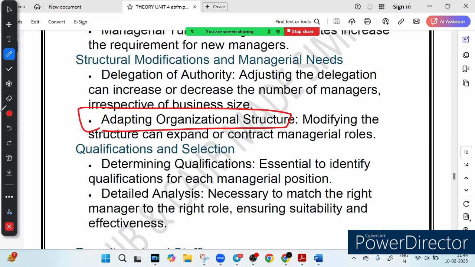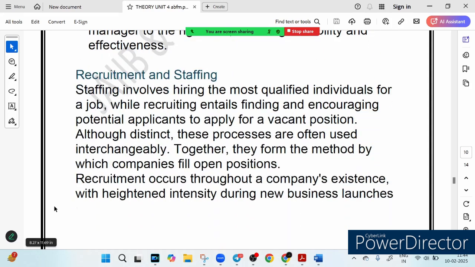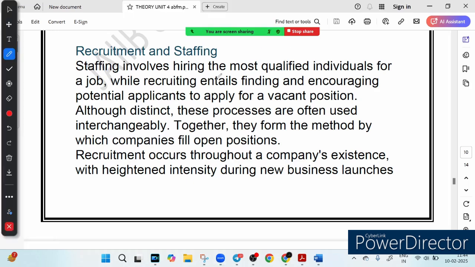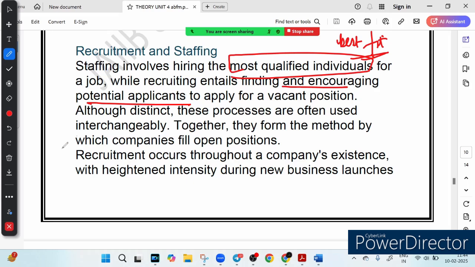Then we have something called recruitment and staffing. Recruitment is about finding and attracting candidates, while staffing is about selecting the best fit for the job. That is the difference between these two. So staffing means hiring the most qualified individual. That is called the best fit for the job. And recruitment means finding and encouraging potential applicants. So these two processes often overlap but serve different purposes, right?